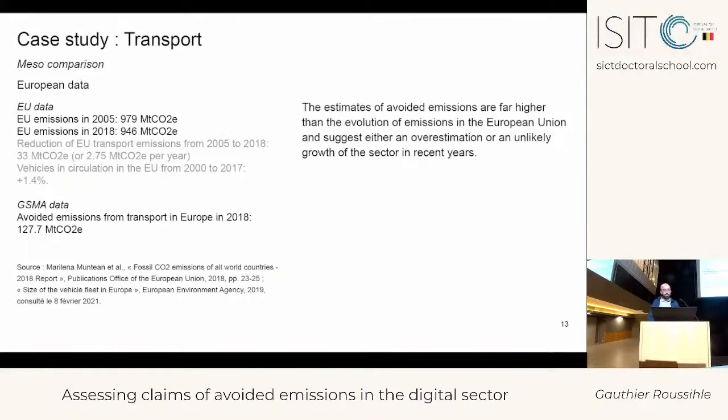really fit. Or at least, it means that emissions from the transport sector have increased extraordinarily, and it has been hidden thanks to digitization.